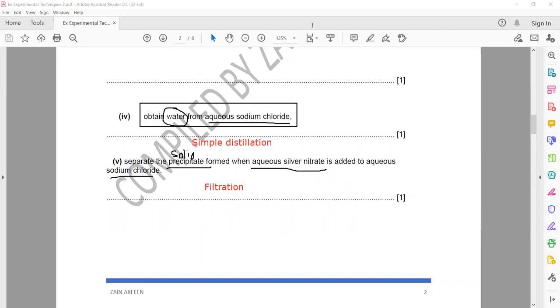Is it clear? Question 1. Any doubt till now? So I'll move on to the next question. For part 3, you don't have to answer because that is related to organic chemistry.